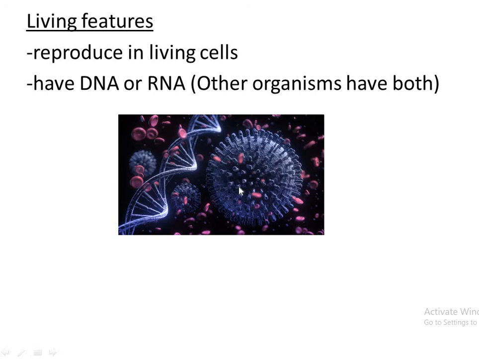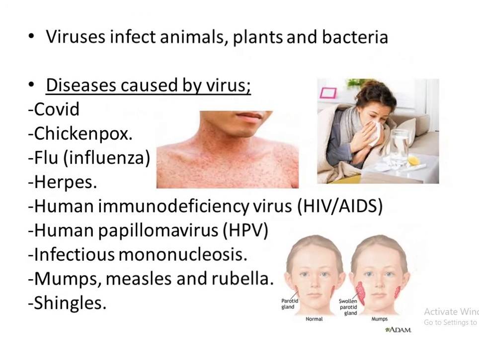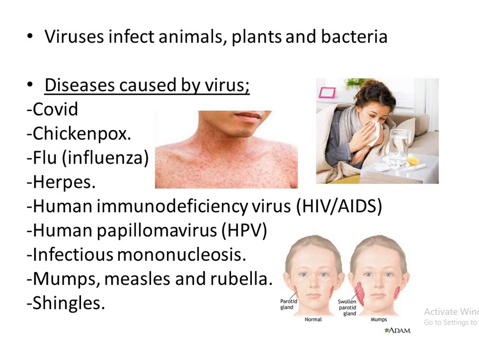And normally these viruses have DNA or RNA. Normally all other organisms, humans, animals like bats, cows, dogs, almost all the organisms have both DNA and RNA. But here viruses only have one of them. Now viruses infect animals, plants and bacteria itself. There are different diseases caused by viruses.